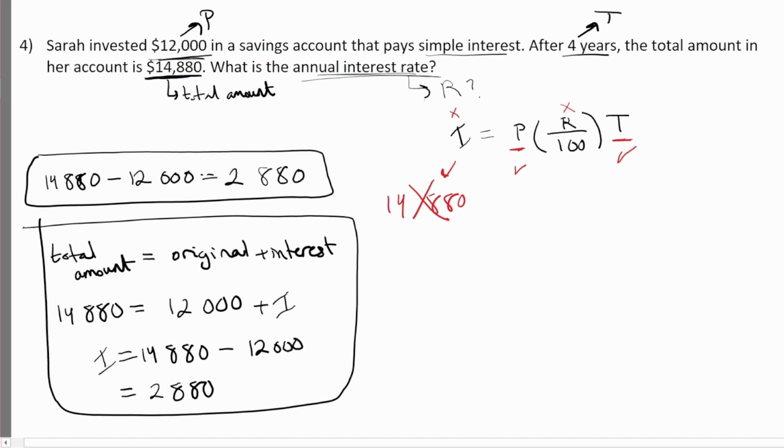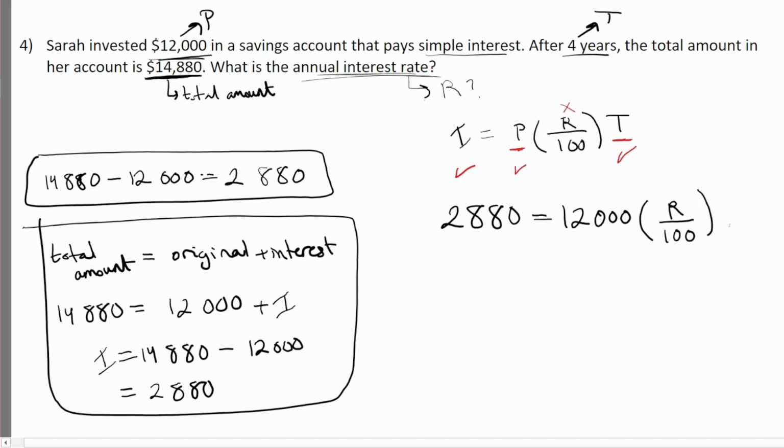So anyways, now we know the interest. Be careful. A common mistake is to plug in 14,880. You need to understand this is not interest. It's the total amount. Now we know the total interest, so we know this variable as well. So now we can solve for R. The interest is 2,880 equals P, being 12,000, times R over 100, and T is 4.